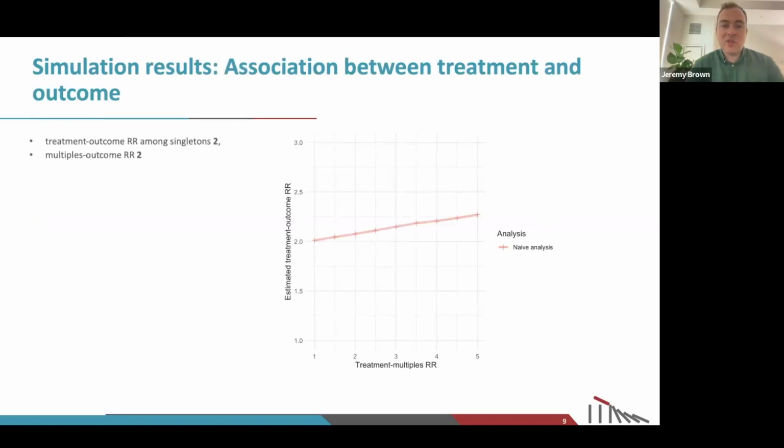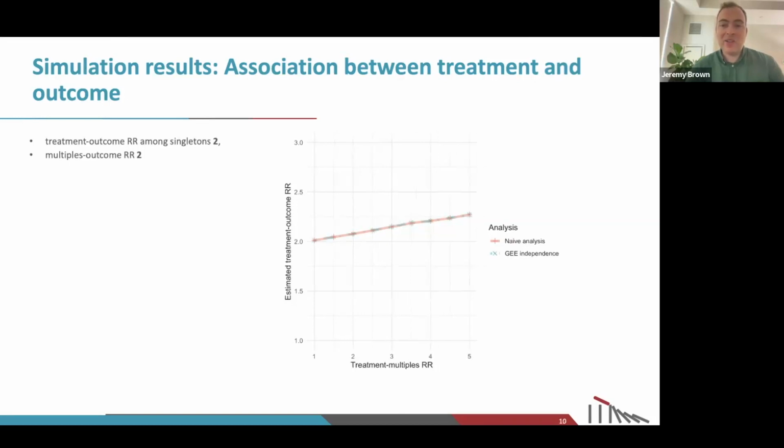And here's the first result from the simulations. We can see that the direct effect is a risk ratio of 2, but here with the naive analysis being an infant level analysis without adjustment for clustering, we see that as the treatment multiples association increases, because there's a multiples outcome association of 2, we start to see an increased association, due to parts being mediated by this multiple gestation.